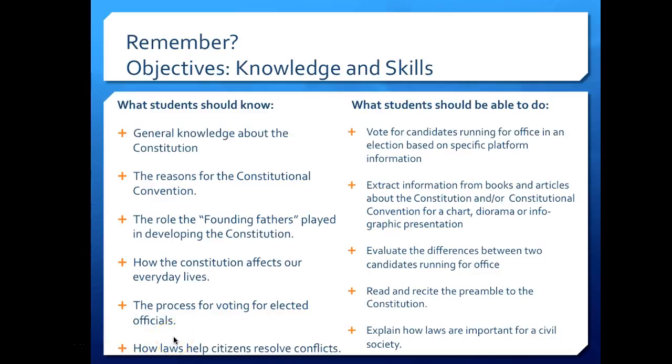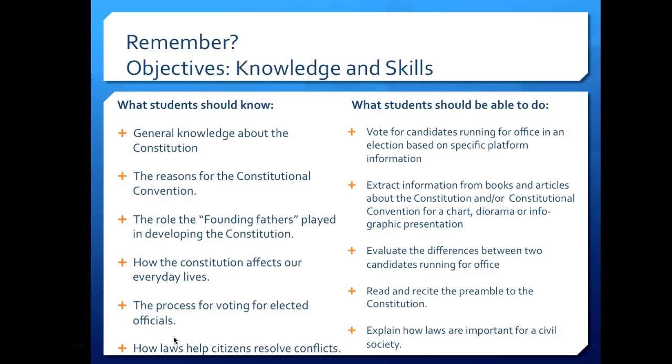So let's go back and remember about our objectives. Our objectives include knowledge and skills. The knowledge, what students should know about the Constitution in a unit, would be general knowledge about the Constitution, reasons for the Constitutional Convention, the role the Founding Fathers played, how the Constitution affects our everyday lives, the process for voting for elected officials, and how laws help citizens resolve conflicts. This goes way back to 621A.